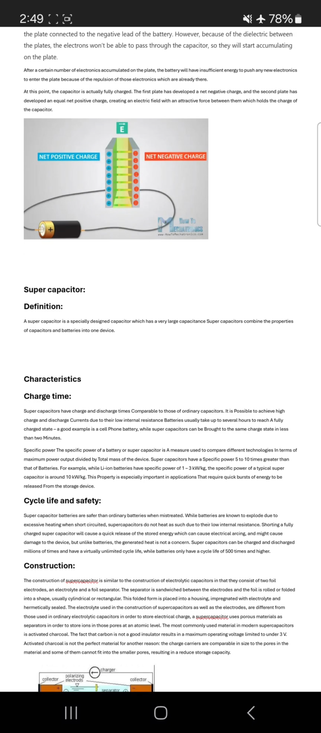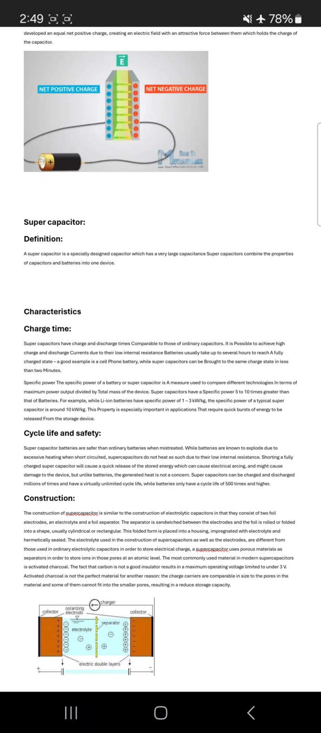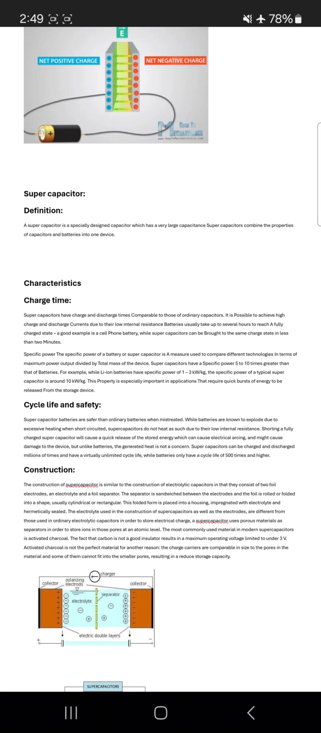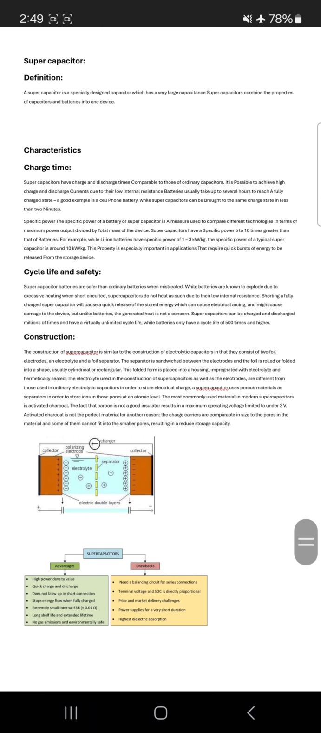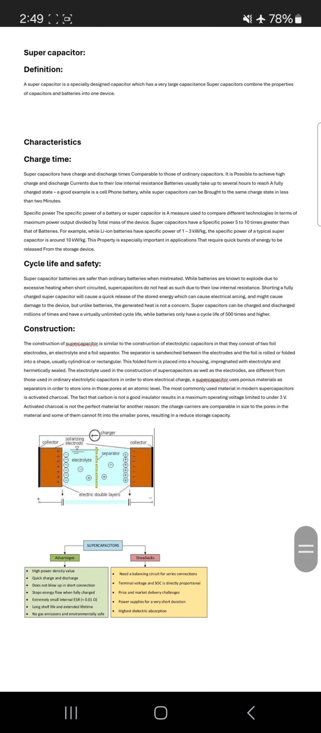Then moving toward the supercapacitor. What is a supercapacitor? A supercapacitor is a specially designed capacitor which has a very large capacitance. Supercapacitors combine the properties of capacitors and batteries into one device. Then see the characteristics. Charge time. Supercapacitors have charge and discharge times comparable to those of an ordinary capacitor. It is possible to achieve high charge and discharge current due to their low internal resistance.